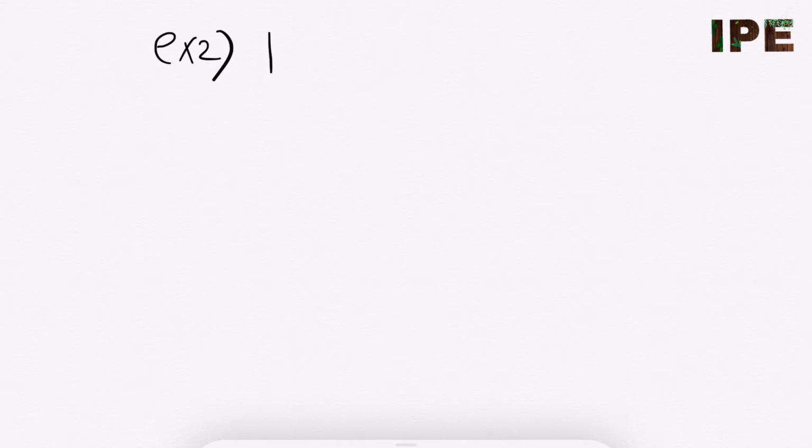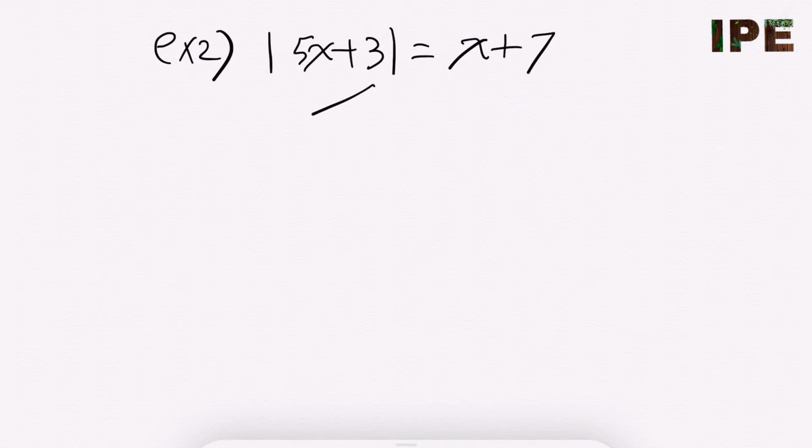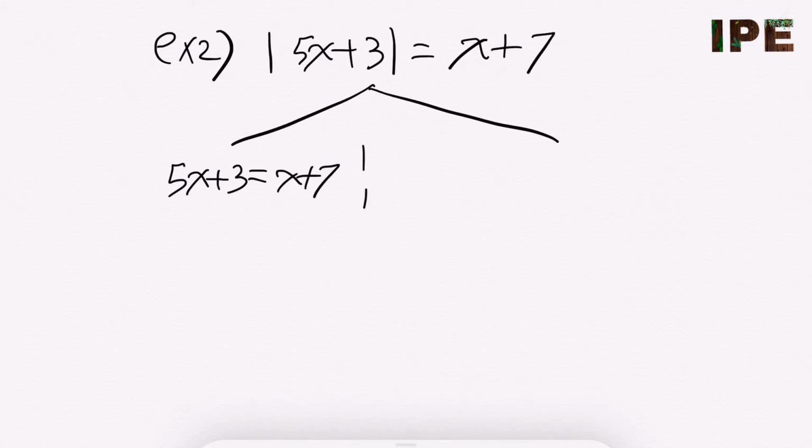Example 2. What about this? The absolute value of 5x plus 3 is equal to x plus 7. We can solve it exactly the same as the previous equation, right? Just solve twice. So 5x plus 3 can be x plus 7, or 5x plus 3 can be negative of x plus 7.